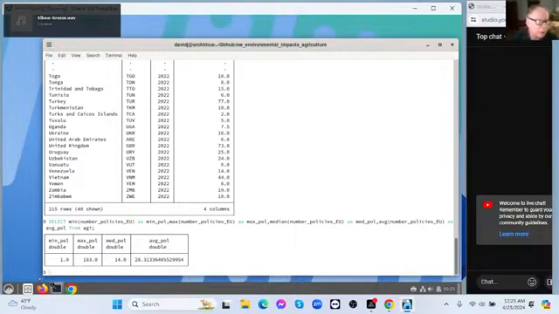Minimum policy is 1. Maximum policy is 183. Wait a second. Median policy is 14, and the average is 28. So let's ask ChatGPT about these two numbers here.